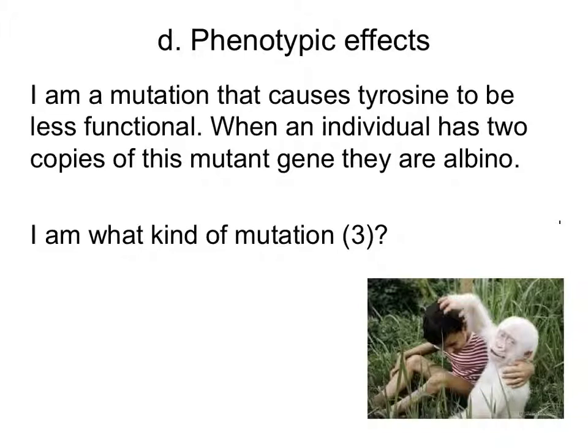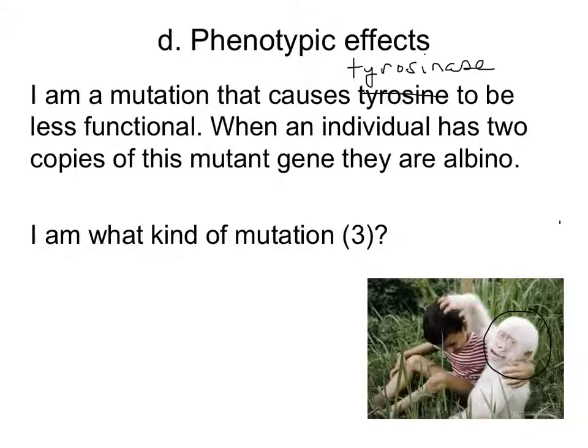All right, let's consider the phenotypic effects of mutation and how to use some of the terms that are useful in describing mutations from this context. So if you're a mutation that causes not tyrosine, but tyrosinase, an enzyme that we've discussed previously in class in a few contexts, including its role in albino individuals, like this little monkey here. So let's say you have a mutation that causes tyrosinase to be less functional. When an individual has two copies of that mutant gene, let's say that they are albino. What are some terms that you can use to describe this?